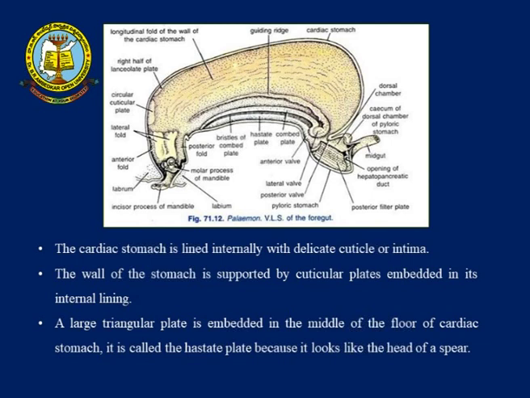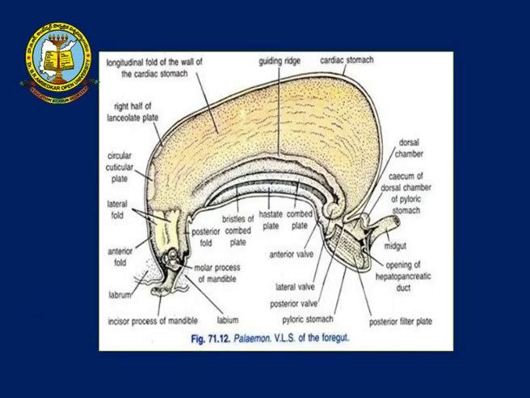It is also called a hastate plate, because it looks like the head of a spear. From the mouth, the mouth opens into a small buccal cavity with lateral folds that are present over here and an anterior fold. They open into the esophagus.